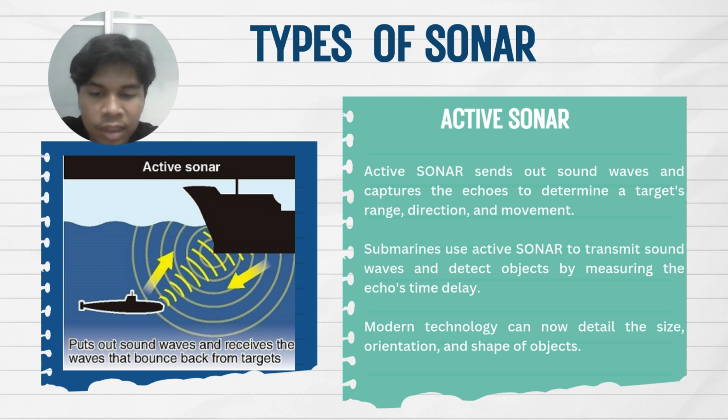Things like deep tracker ROVs use active sonar, emitting sound waves and measuring the time they take to return after bouncing off objects and the seafloor. Multi-beam imaging sonar employs multiple sound beams to create a detailed image of the area in front of the ROV.